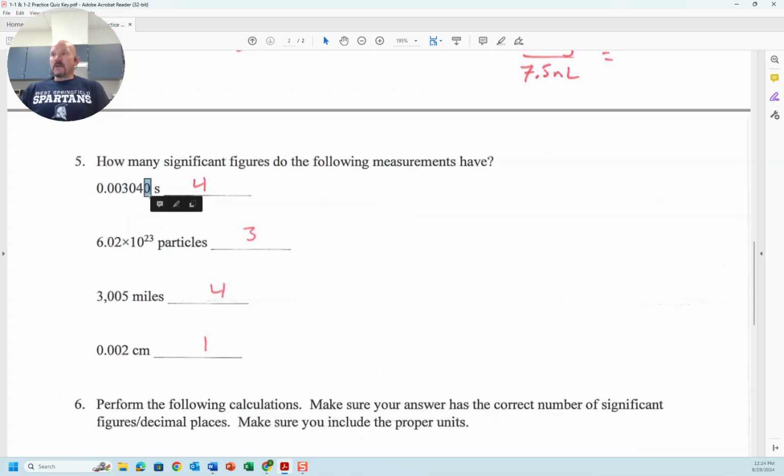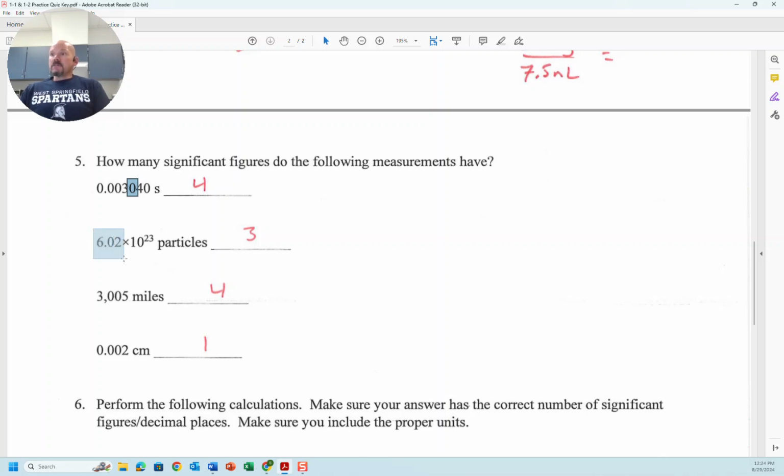And this 0 is significant because we actually see the decimal point. Okay, so trailing zeros are significant when you see the decimal point. So that's significant because I see it. And then captive zeros are always significant. So this has 4 sig digs.